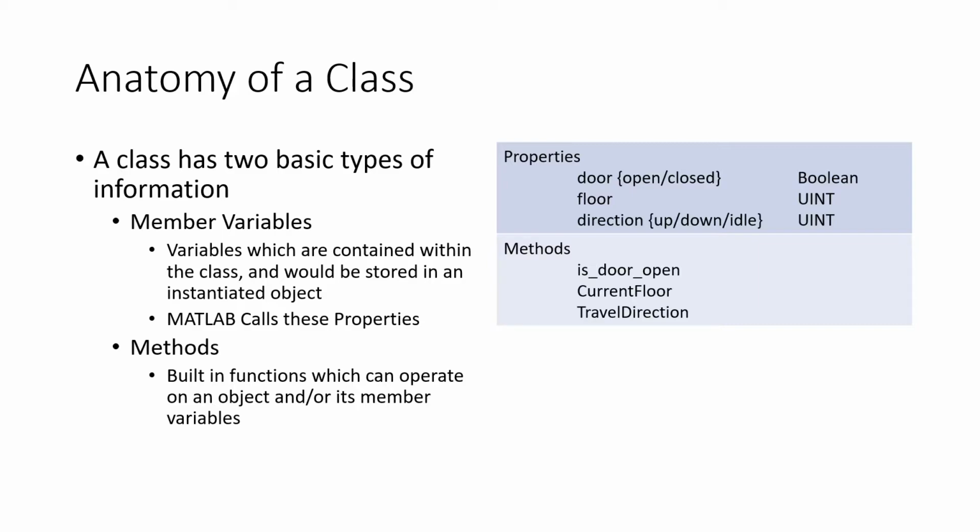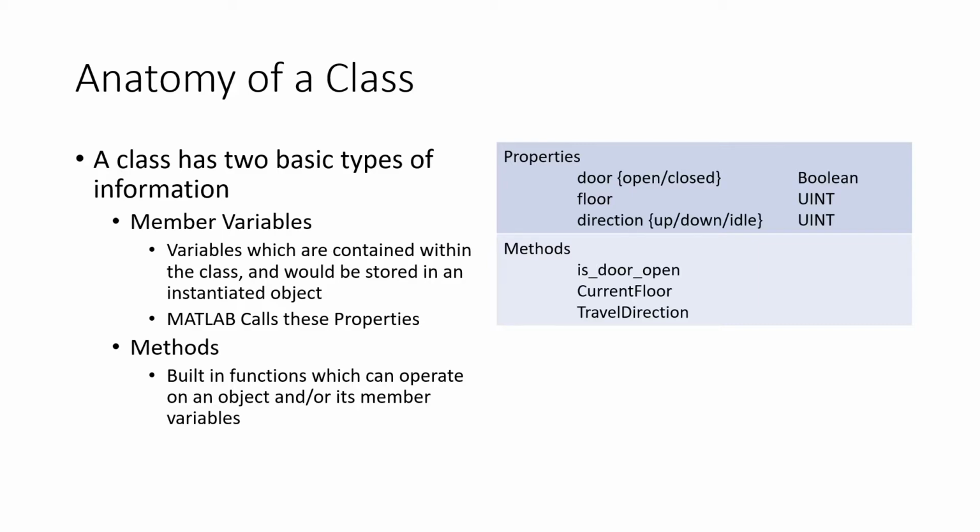So, for example, is the door open? You will ask if the door is open, and the class will tell you, yes, it's open, no, it's not. Now, you may have one that's set door to open that tells it to open the door. What's the current floor? What's the travel direction? So these methods are actually functions that you can call that manipulate the individual data or read the individual data.